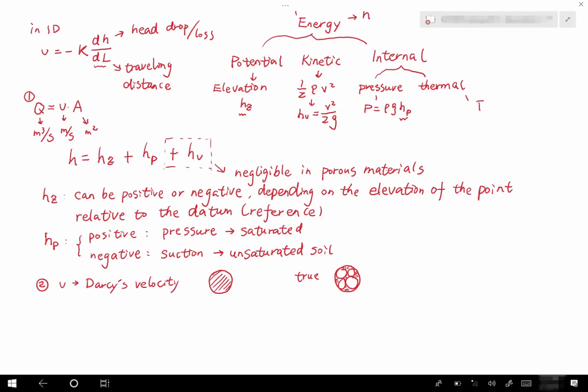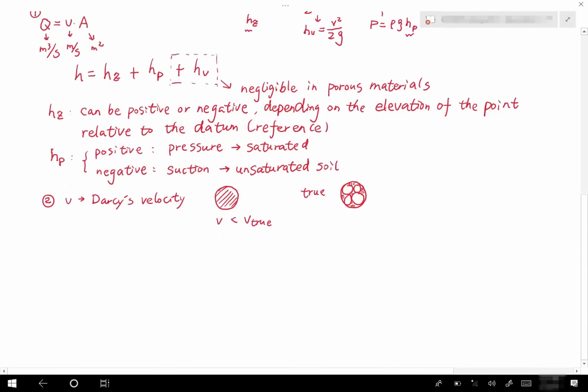Based on this understanding, which one do you think would be higher, the Darcy's velocity or the true velocity? True, yeah, right. For example, if I say that 5 of you need to move through this pathway within the same amount of time, if the pathway is really big, you can move very slowly, right? But if I narrow the pathway significantly, you need to move faster so that you can get it done within the same amount of time. So that means V is smaller than V true. Keep this in mind.